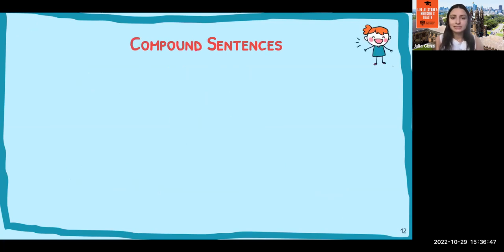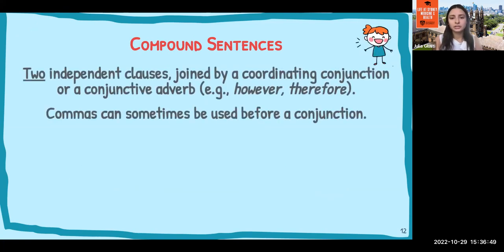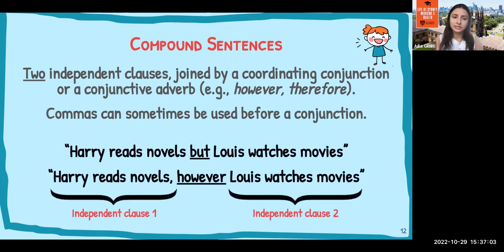A compound sentence is a sentence containing two independent clauses joined by a coordinating conjunction or a conjunctive adverb, such as however or therefore. When writing compound sentences, commas can sometimes be used before a conjunction. Examples of compound sentences include, Harry reads novels, but Louis watches movies, or, Harry reads novels, however, Louis watches movies.